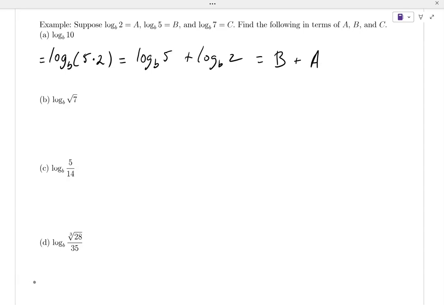All right, let's see if we can do something similar with part B. What would you do first, do you think? Good, turn the root into an exponent. So make that log base b of 7 to the 1/2. And with logs, we like turning things into exponents if we can, because what can we do with the exponent? Yeah, move it to the front, right? So we get 1/2 log base b of 7. And according to what we have in the beginning of the problem, what's log base b of 7? C. So I can just write that as 1/2 c.